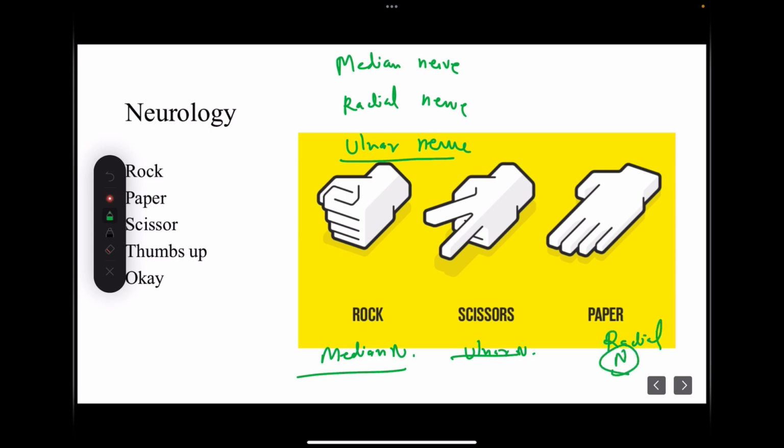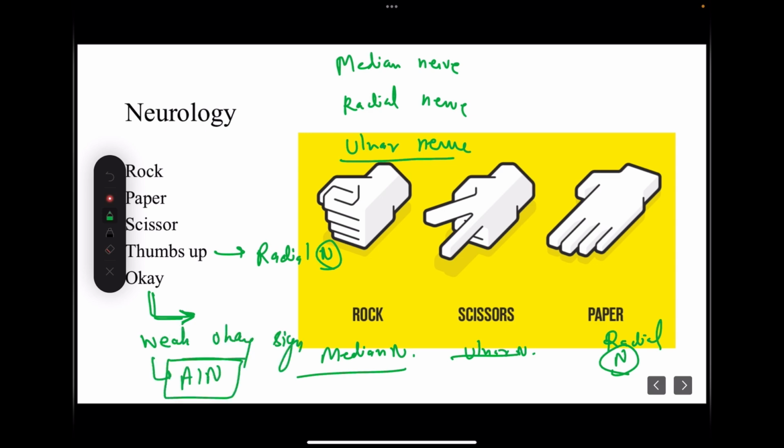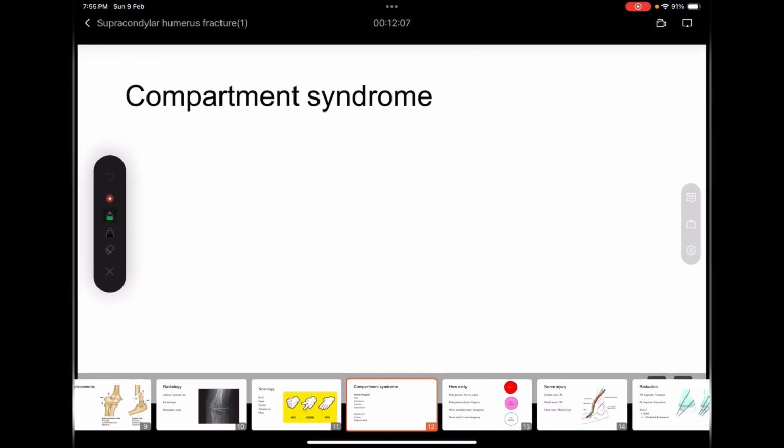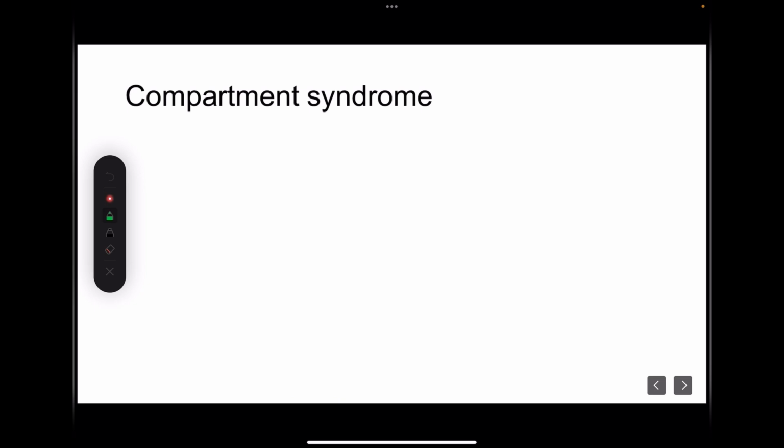And we also ask the child to make thumbs up. Again, we are checking for radial nerve, and we ask the child to make an OK. And whenever a child is not able to make a good OK, that is a weak OK sign, that is seen in anterior interosseous nerve injury. So this is how we rapidly assess for the neurology in supracondylar humerus fracture. In which type of supracondylar humerus fracture and in which displacement which nerve will be involved, we will be discussing that shortly. Supracondylar humerus fracture is a condition which is well known for vascular injury as well as compartment syndrome.